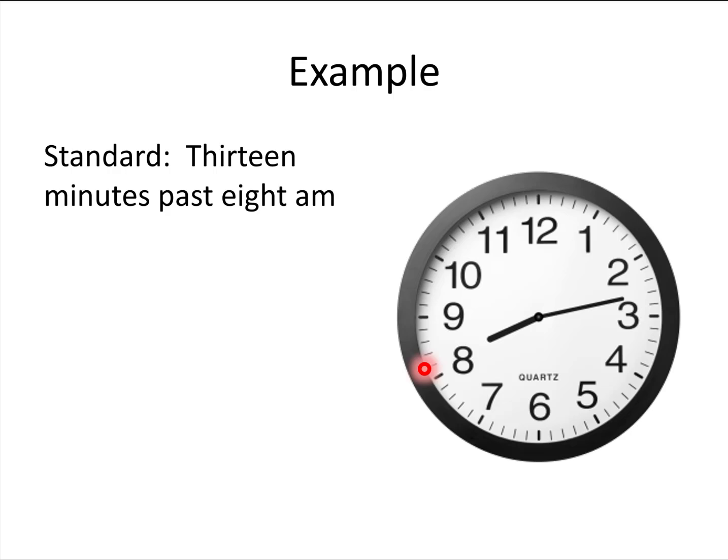It's 12-hour time, so we're going to use AM or PM. In this case, we're going to say it's in the morning, so it's AM. AM is before midday, and PM is after midday. In digital form, we write the hours first, which is 8, and it's 13 minutes past that, so that's 8:13. And again, we need the AM or PM in 12-hour time.